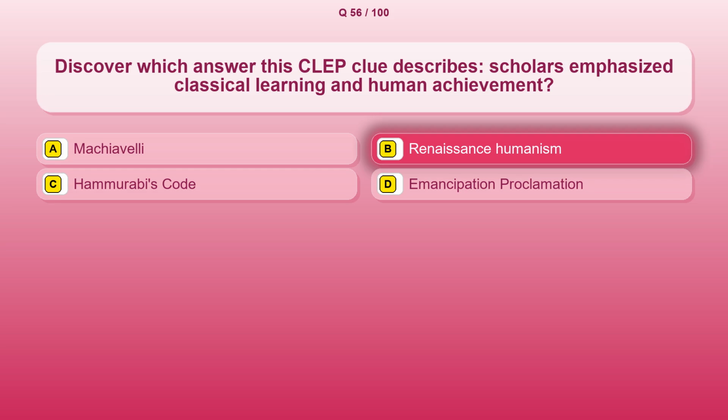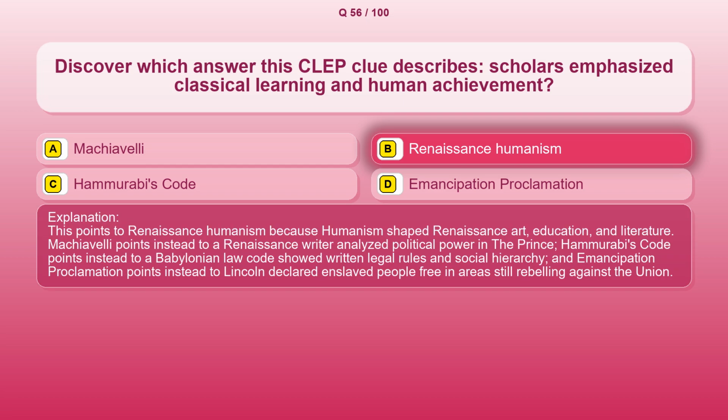The correct answer is option B, Renaissance humanism. This points to Renaissance humanism because humanism shaped Renaissance art, education, and literature. Machiavelli points instead to a Renaissance writer analyzed political power in The Prince. Hammurabi's Code points instead to a Babylonian law code showed written legal rules and social hierarchy, and Emancipation Proclamation points instead to Lincoln declared enslaved people free in areas still rebelling against the Union.